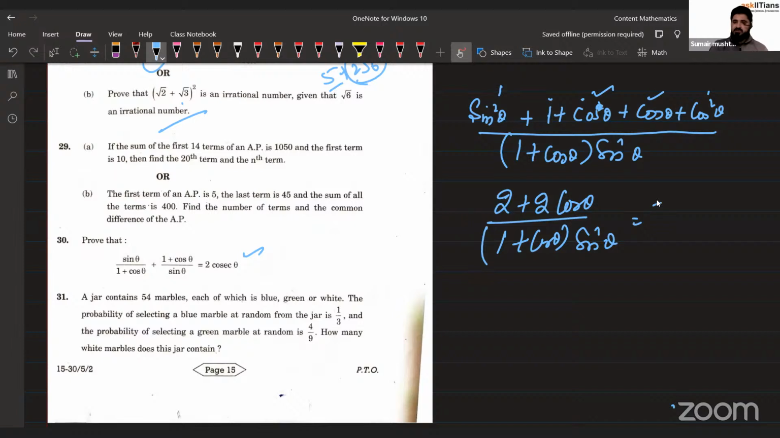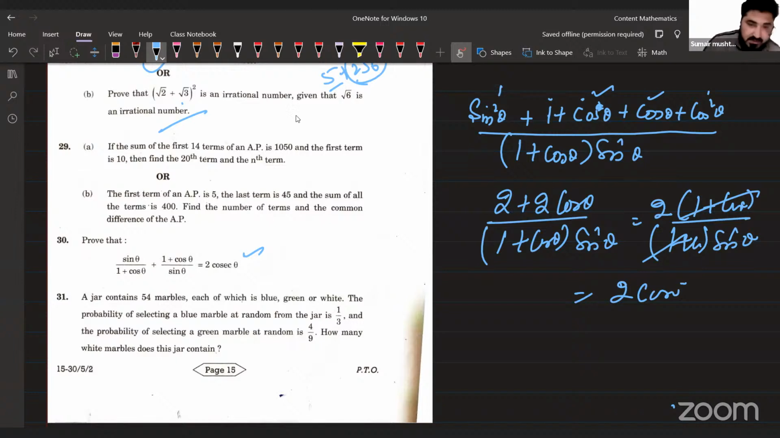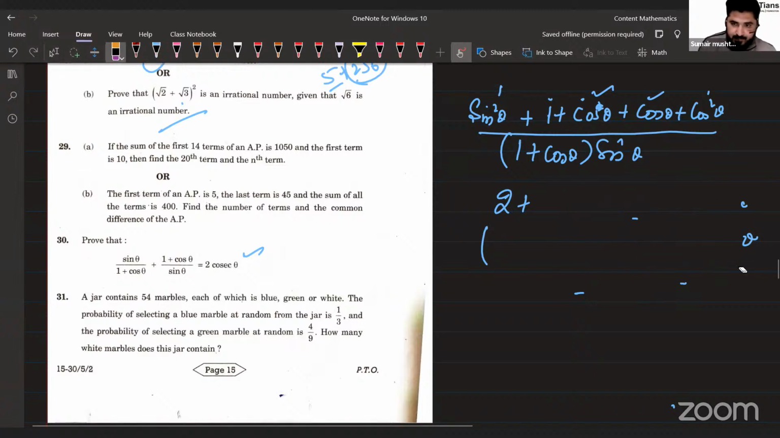Such an easy question. This is 2 times 1 plus cos of theta divided by 1 plus cos of theta into sine of theta. This and this will cancel, leaving 1 by sine of theta. This is 2 cosec of theta. That's your answer. Clear? Easy?